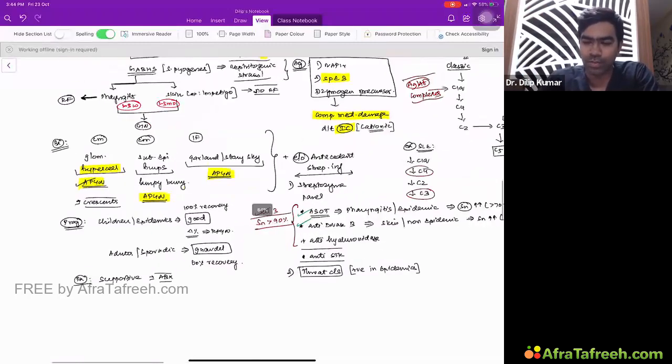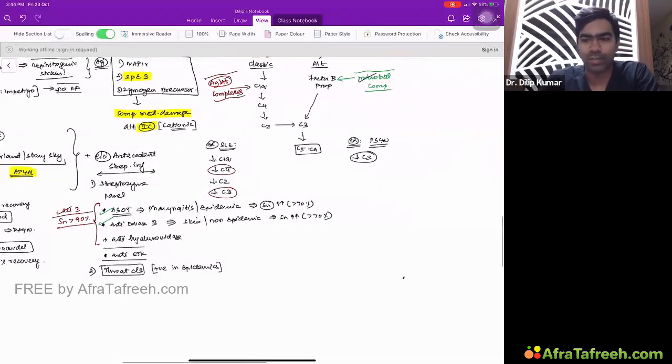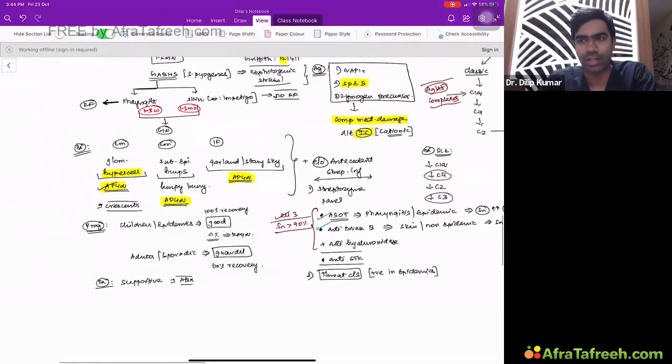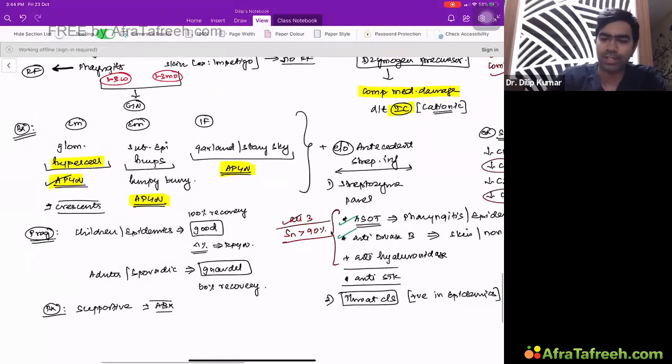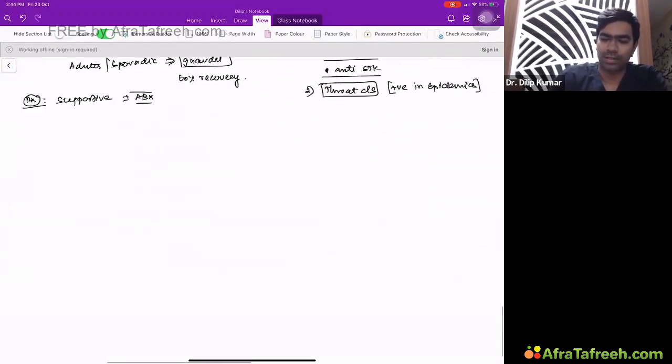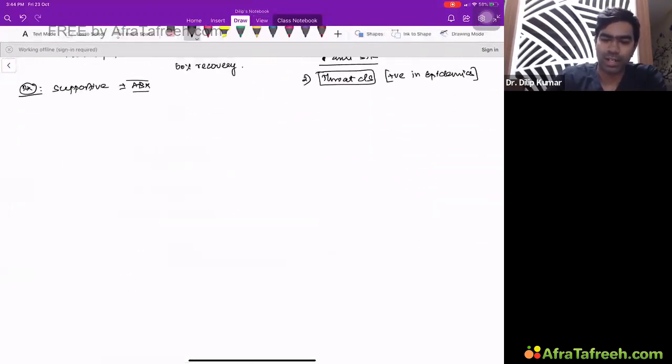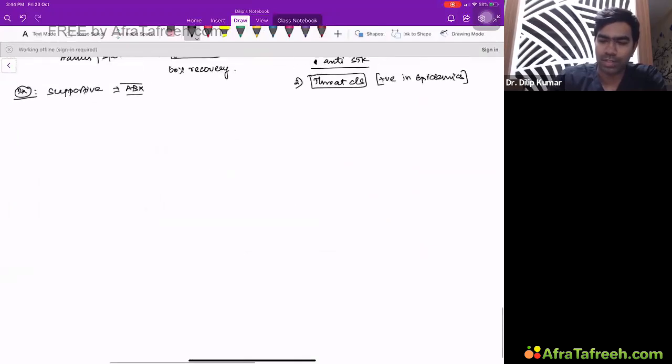So this is how you diagnose a PSGN. And the complement levels, the most important here is low C3. Extremely important as far as PSGN is concerned. If you understand this, I can move to the next disorder, that is RPGN. Do you understand?